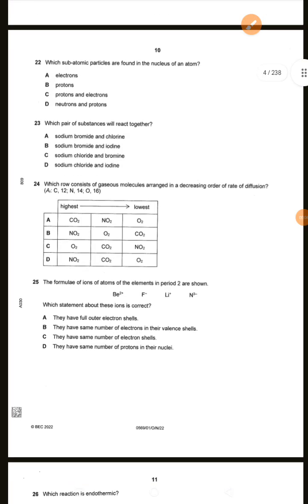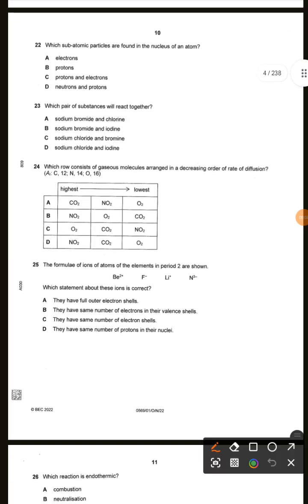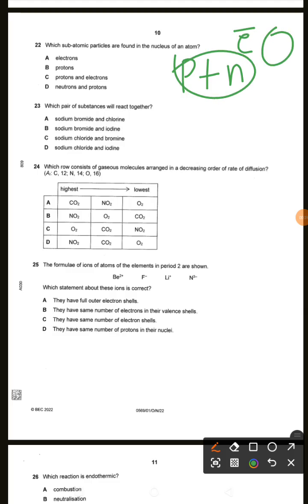Okay, chemistry 2023. Let's look at the questions. Which subatomic particles are found in the nucleus of an atom? Remember, in the nucleus of an atom, we have protons and neutrons only, whilst the electrons are found in the orbitals or in the rings or the shells. So our answer is going to be D.